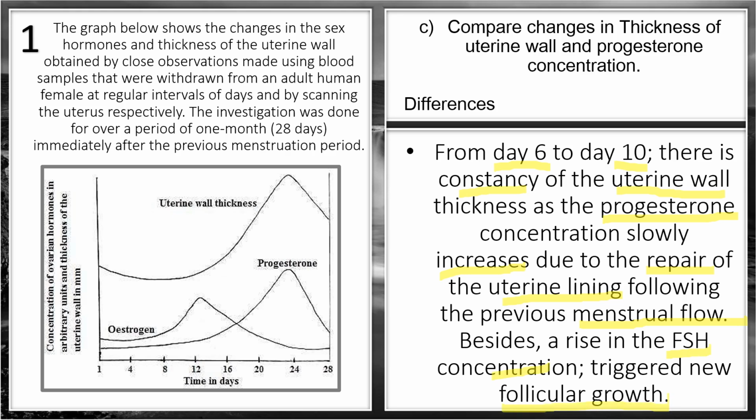So we can see from day 6 up to around day 10, there is constancy, with a slight increase in the progesterone hormone. And when you look here, there is still some constancy. The uterine wall thickness is still constant.